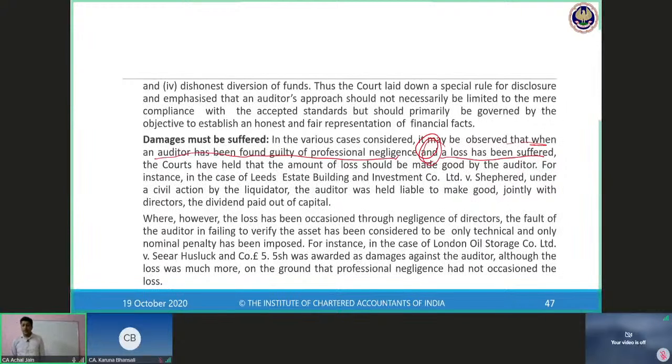Where, however, the loss has been occasioned through the negligence of directors, the fault of the auditor in failing to verify the asset has been considered to be only technical, and only a nominal penalty has been imposed.